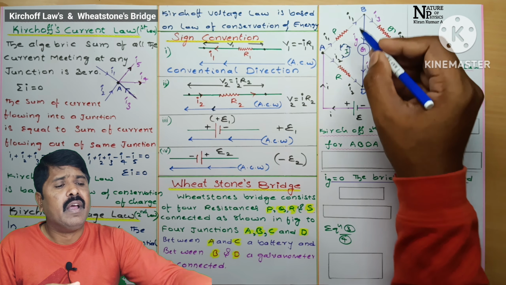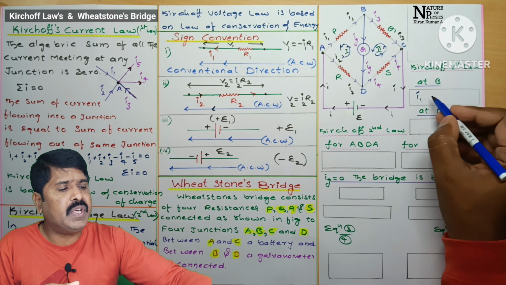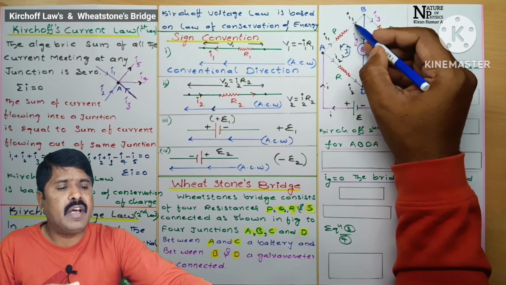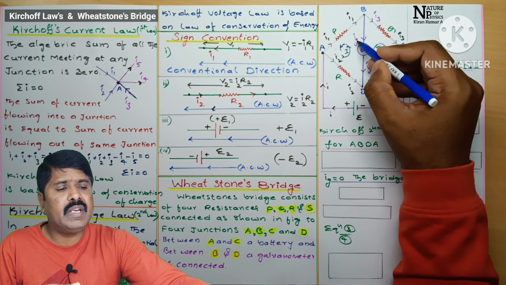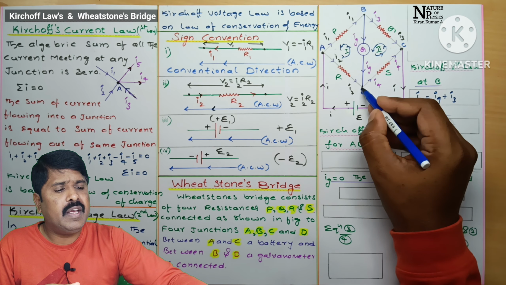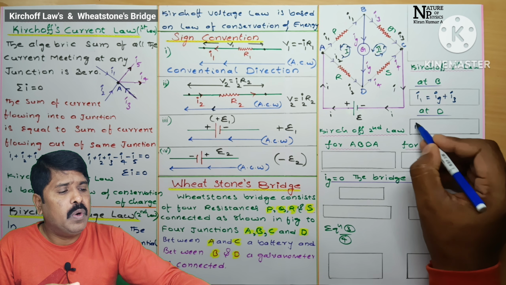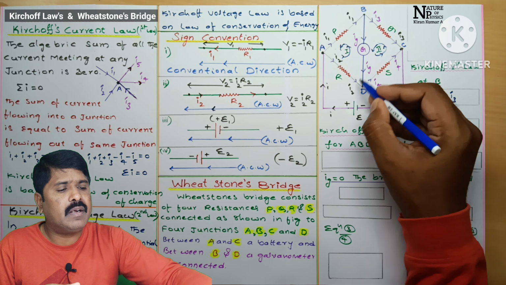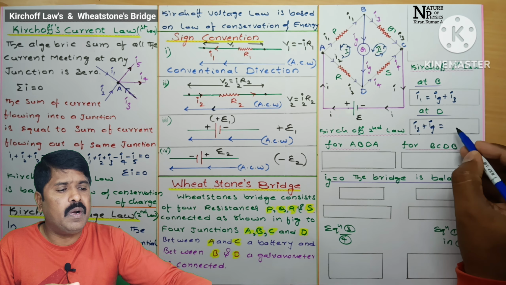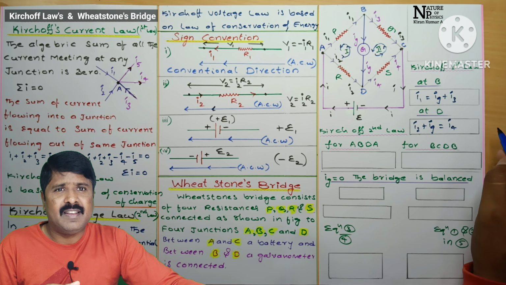So at junction B, the current toward the junction is I1, see there clearly, and the current away from the junction is equal to IG plus I3. Okay, and next, at junction D, the current toward the junction is I2 plus IG, both are there, and away from the junction is only I4. This clearly represents Kirchhoff's first law, the current law, that is KCL.